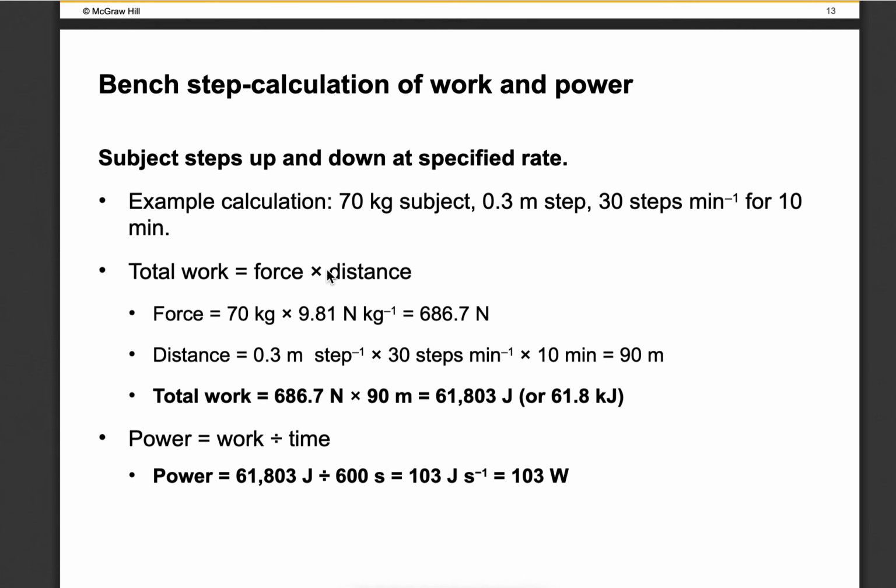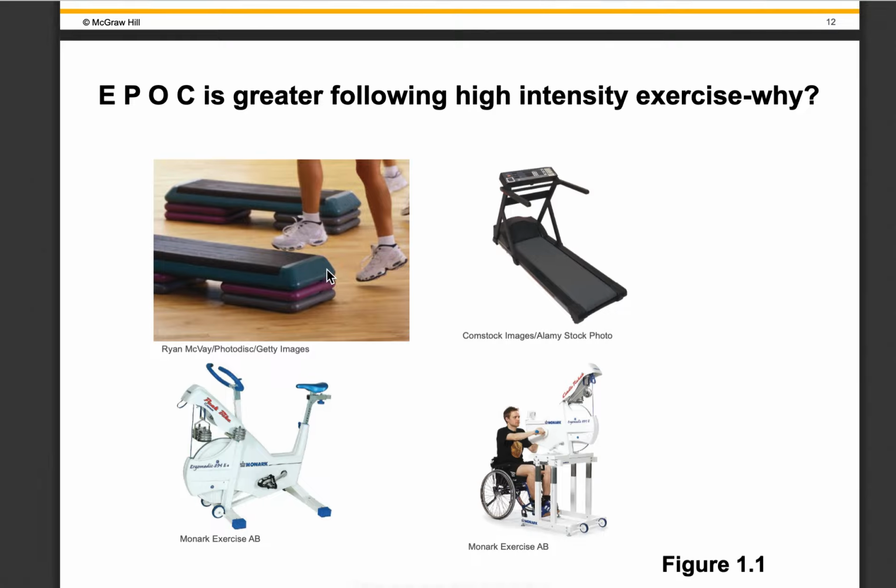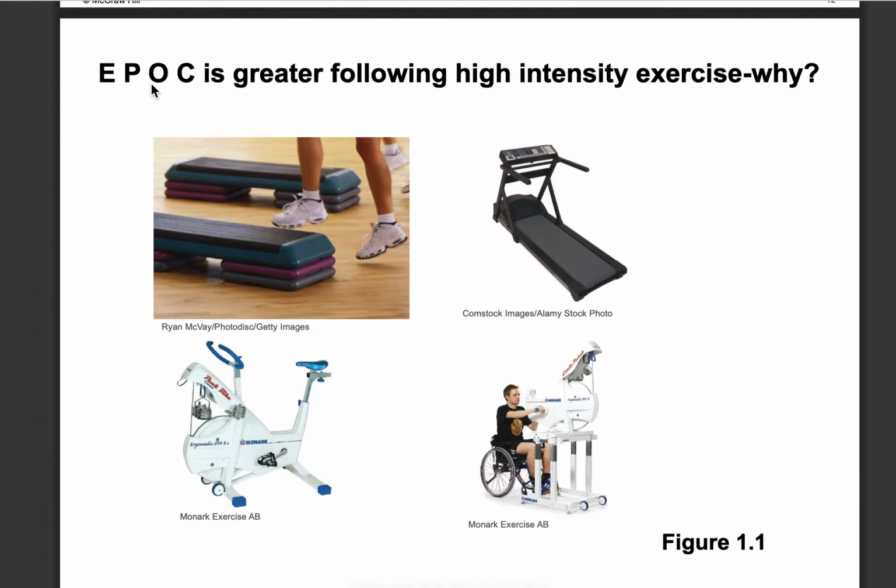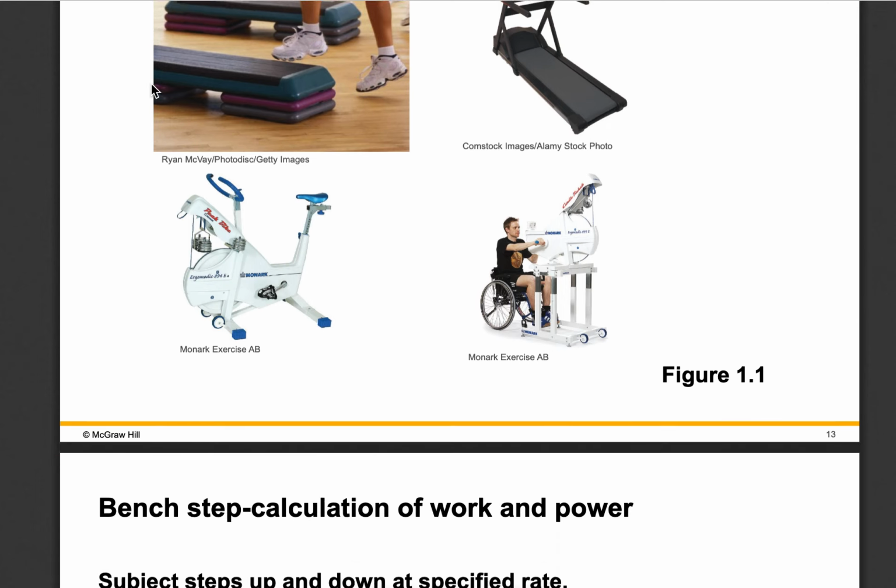And so this is talking about EPOC, which we'll cover this semester. Excess post-exercise oxygen consumption is greater following high-intensity exercise. Why? Because we need to use more of our muscle mass in order to produce more work. So think of a treadmill. If we start out slow, we're not having to use too much of our muscles to go at a slow walking speed. But if we start to run, we're going to use more of our muscles to get ourselves faster and faster and keep ourselves going. And so we're going to use more energy and produce more work.